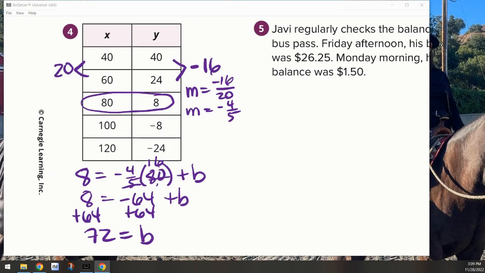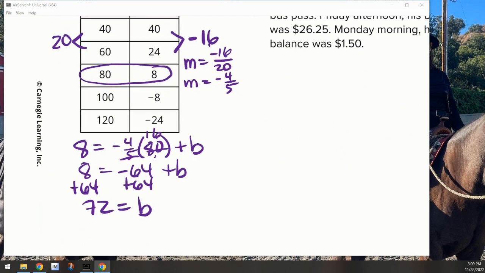So 24 minus 40. I got that right. And 60 minus 40 is 20. So negative 16 over 20. I divided that and got, okay, that part's right. Okay, so 80 divided by 5 is 16.